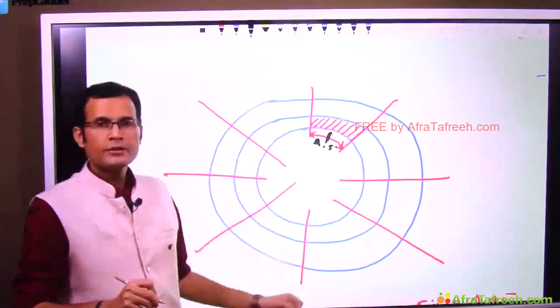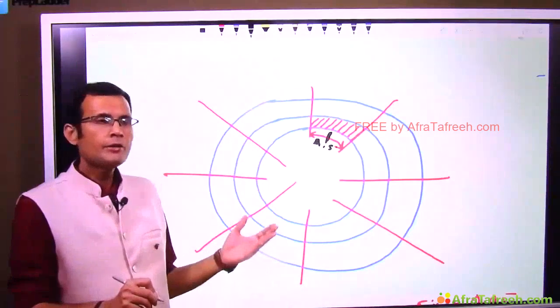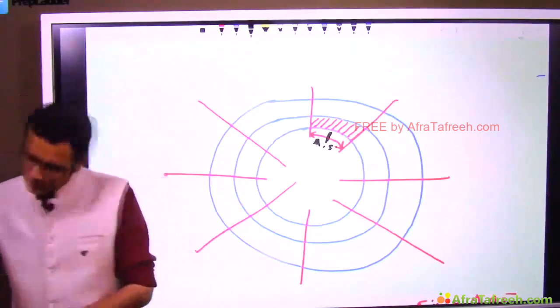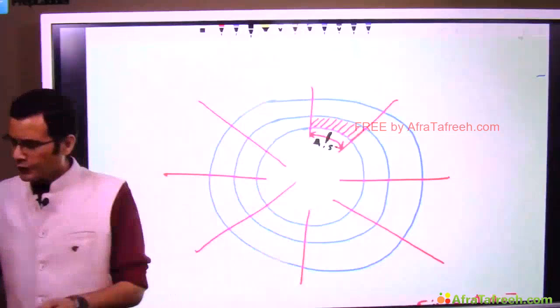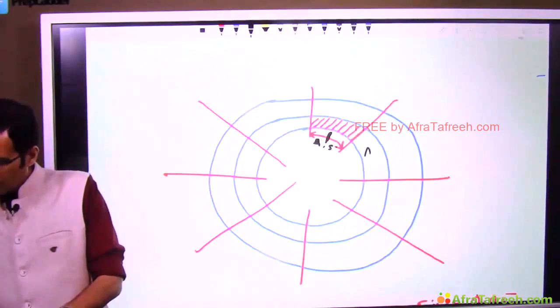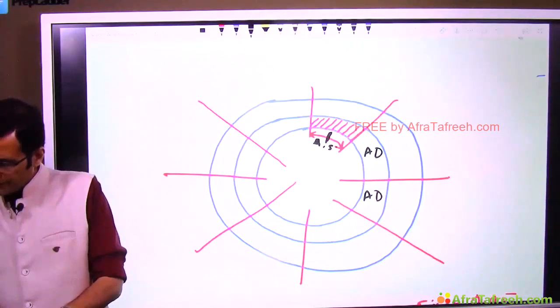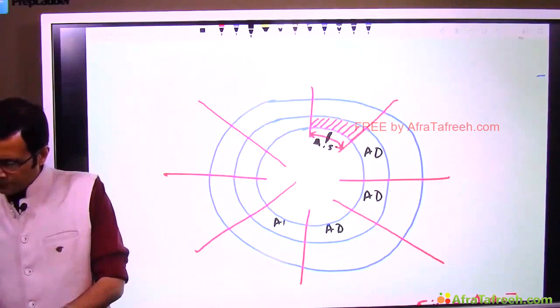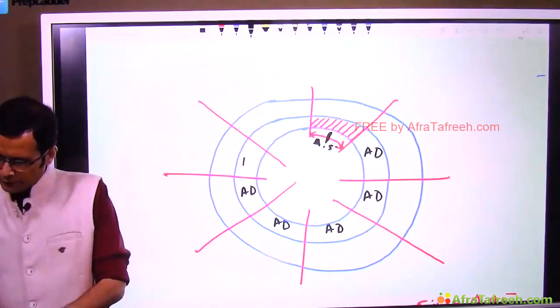Then next, atrial diastole, 0.7 seconds, right? So seven parts.